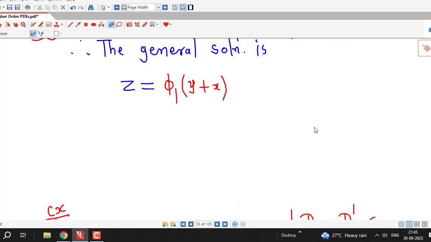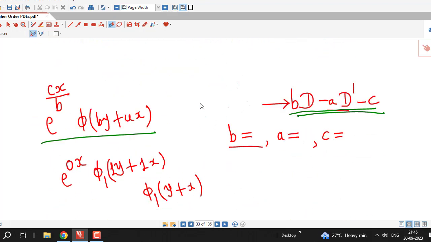Another factor is D plus D' plus 1, so we write it here. The coefficient of D is b, that is 1, and if we compare this term D' with minus aD', then we find that minus a equals 1, that is, a equals minus 1.